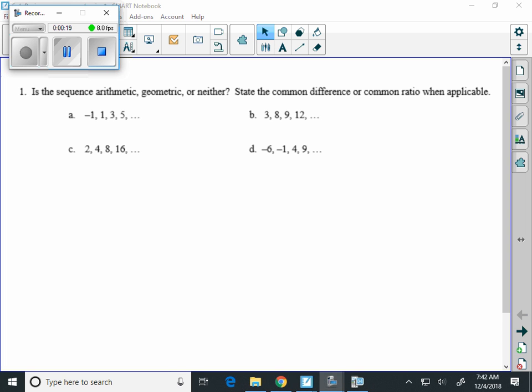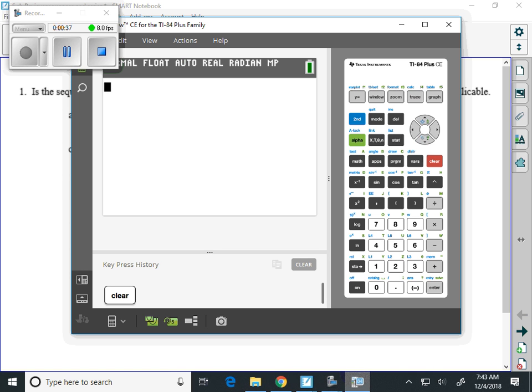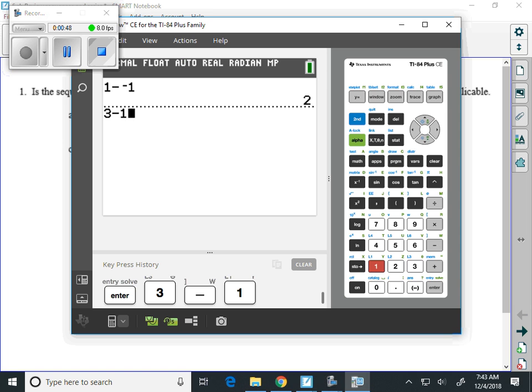So the first thing that I like to try on a problem like problem number A, and maybe it's easier with the calculator, is determine whether we have a common difference or a common ratio. Remember, we take the second term minus the first term. So 1 minus a negative 1 gives us 2. Well, 3 minus 1, the third term minus the second term, gives us 2.